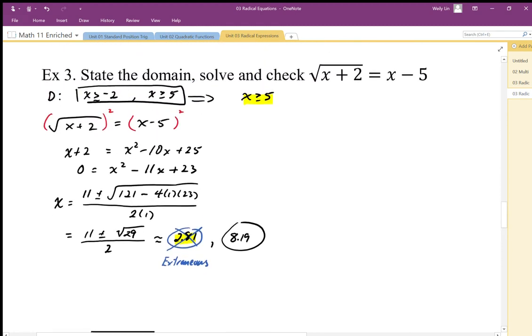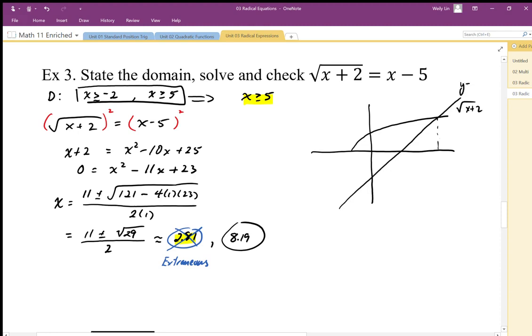Okay, and maybe we should just quickly look at what that graph would have looked like, just so that we have a graphing perspective as well. So that's going to be my square root of x plus 2, and this is going to be my y equals x minus 5. So there's my 8.19 solution right there. That's the one that we wanted. The extraneous one was the one that showed up, which was 2.81, and that's going to be this one here. That's our extraneous solution.